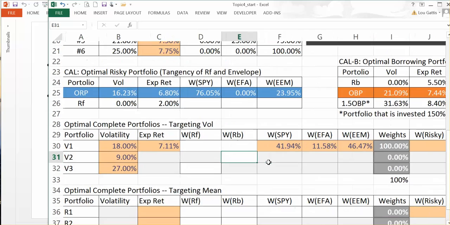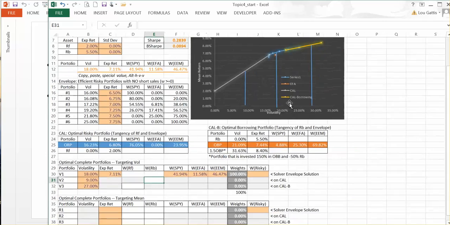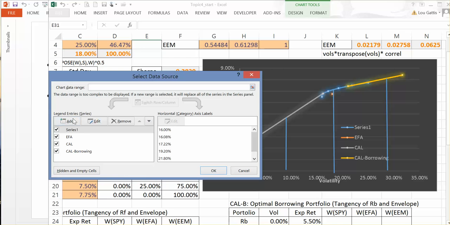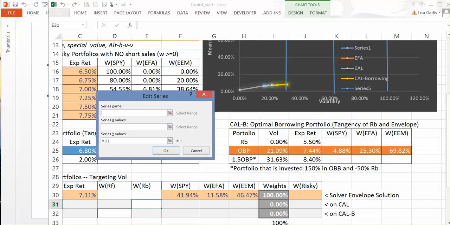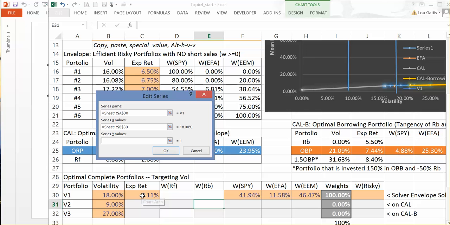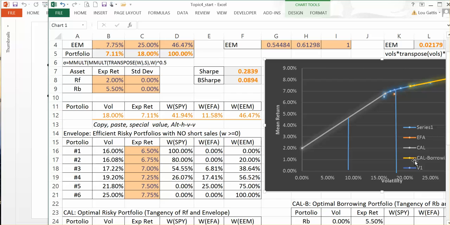And I'll just add that to the graph, make sure it looks right. So that's called V1. Right click, select data. Add. Portfolio V1 with that volatility and that mean. And hopefully it shows up right here, which it does. You can see it right there.